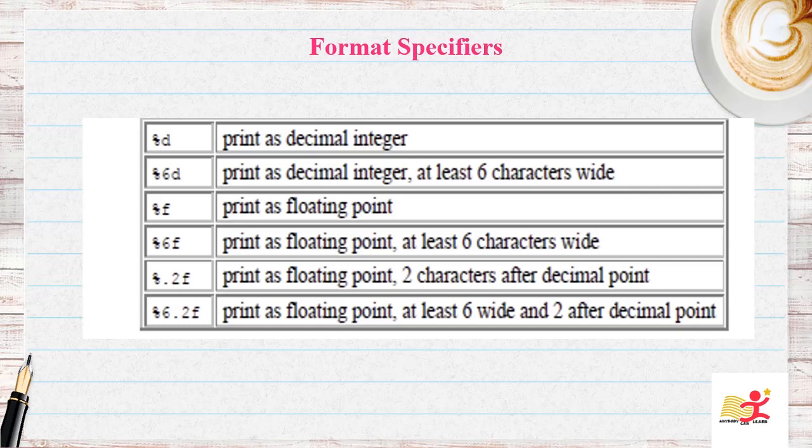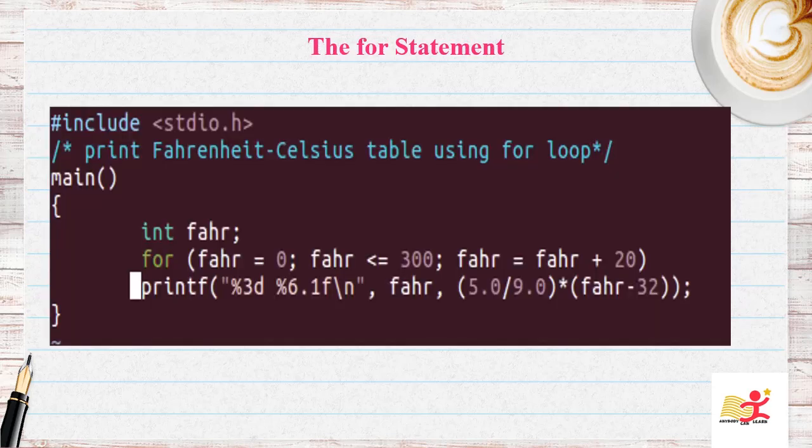And others are %o, which you can use for octal, %x for hexadecimal, %c for character, %s for character string, and %% for the percent sign itself. A single program can be written in different ways. One of the ways we have seen is using a while loop. At the same time, you can write it using a for loop, and this program also produces the same output, but it looks very different from the previous program.